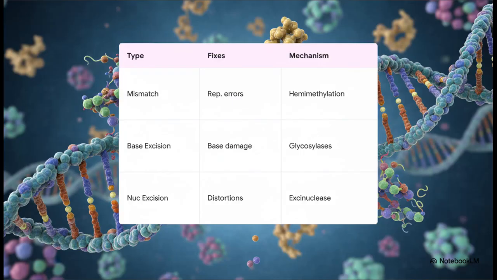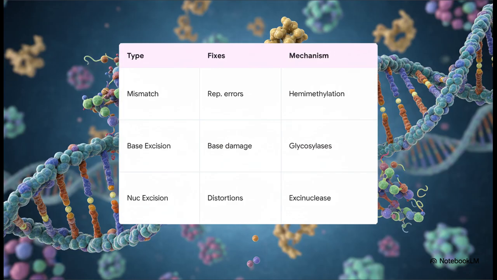So the crucial point here is how the factory actually knows what to fix. Let's break down 3 major repair types. Base excision uses specific glycosylases to pluck out single bad bases, like if a cytosine spontaneously deaminates. Then you have nucleotide excision, which handles big, bulky structural distortions by literally chopping out larger chunks, usually 13 to 29 nucleotides. But I really want to look closer at mismatch repair, which fixes replication errors right after they happen.